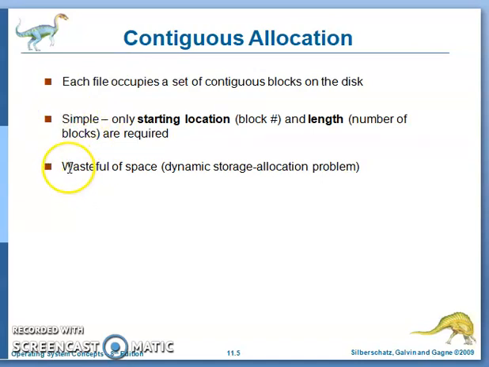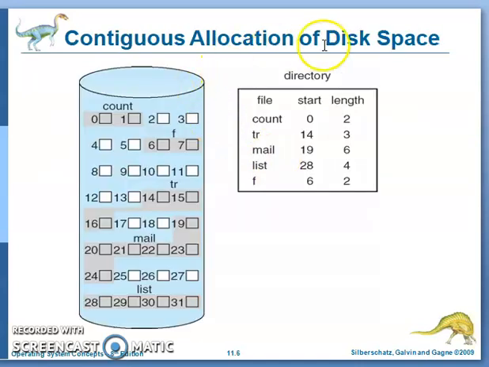Now the problem is wastefulness of space, that means the dynamic storage allocation problem. See the diagram, the continuous allocation of disk space. This is the disk and these are the block numbers, 0 to 31, totally 32 blocks. The shaded blocks 0 and 1 are the two blocks for the count file. The directory contains the file name, the starting block of the file, and the length, the total number of blocks.